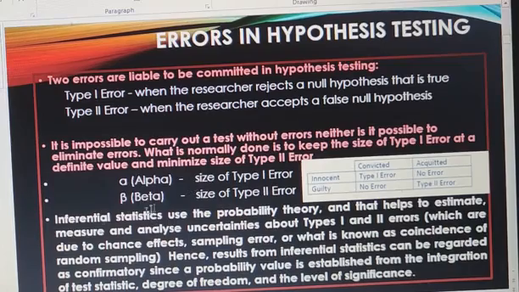Inferential statistics use the probability theory, and that helps to estimate, measure and analyze uncertainties about types I and II errors, which are due to chance effects, sampling error, or what is known as coincidence of random sampling. Hence, results from inferential statistics can be regarded as confirmatory since a probability value is established from the integration of test statistic, degree of freedom, and the level of significance.